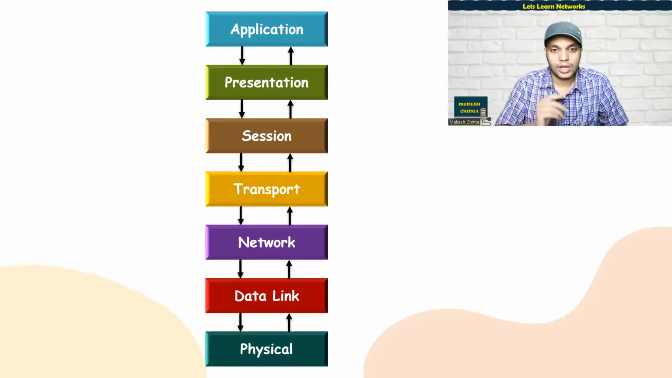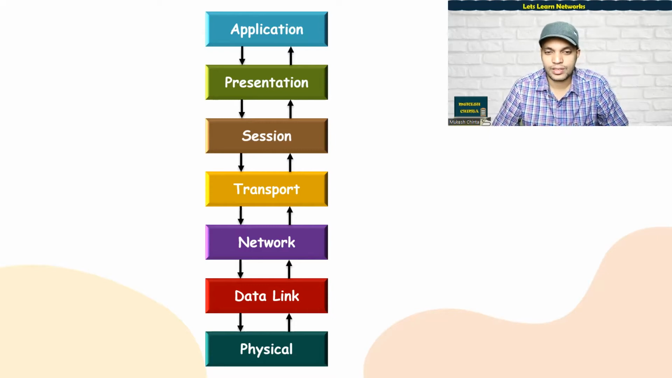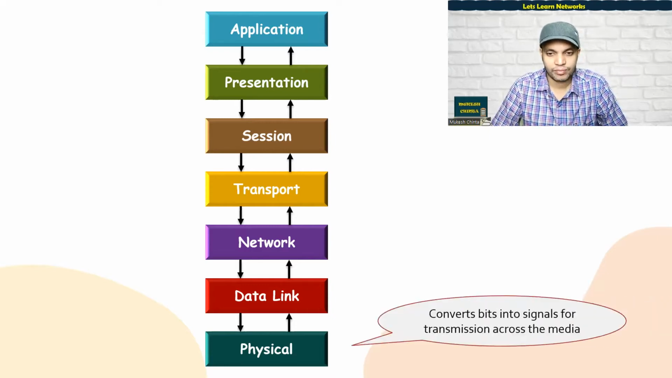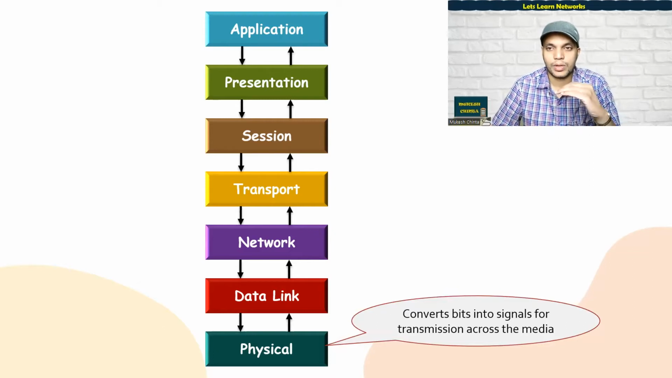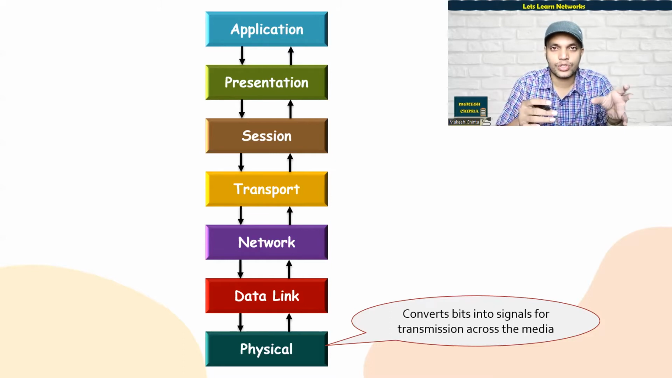Okay, so let us discuss what each layer does briefly, and then we can discuss them a little bit more in detail. First comes the physical layer, which is the bottom layer of your model. This layer has a single responsibility. It has to convert the bits which it receives from the upper layers into signals for transmission across the media. Whichever media is there, let it be a copper media, an optical fiber, or a wireless media, it doesn't matter. The physical layer's duty is to convert the bits into signals for transmission.